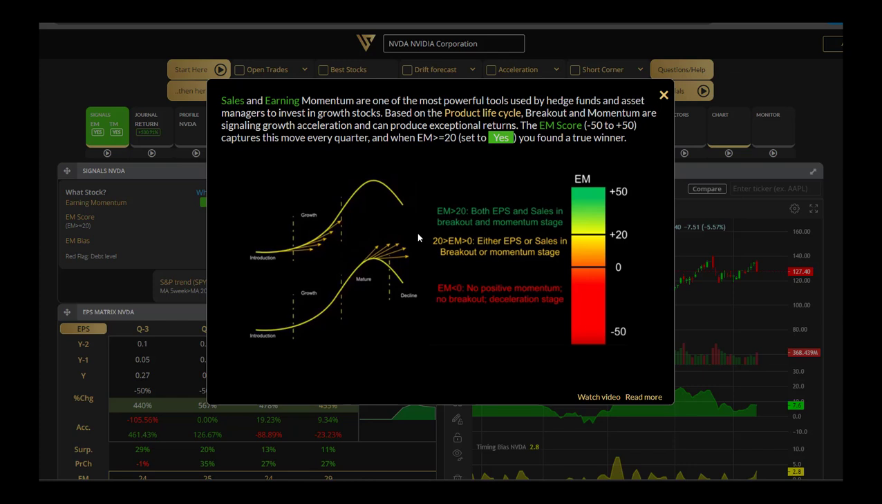If there are two of them or above 20, we have a clear momentum and breakout, and it's pretty extraordinary. Any stock that has an EM greater than 20 is very extraordinary in its momentum and earnings. If it's between 0 and 20, at least one of the metrics, either EPS or sales, is significantly growing fast or in breakout momentum. If none of them are in that configuration, the EM is below 0, and 90% of the stocks are usually below 0. That's an important fact to know.